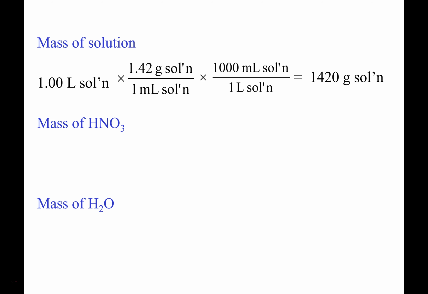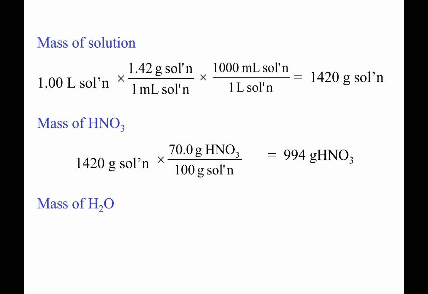So here's where we can now use the weight percent to go from grams of solution to grams of HNO3. So it looks like this. Our first term is that 1,420 grams of solution, and then we just plug in the weight percent of HNO3, 70.0 grams of HNO3 per 100 grams of solution. Your units of grams of solution cancel. We're left with units of grams of HNO3. Rounded to 3 sig figs, you're looking at 994 grams of HNO3. So how can we get to grams of H2O?